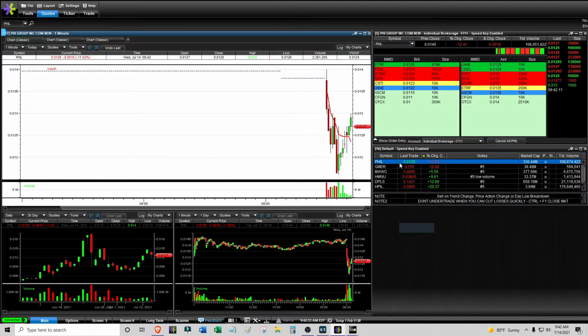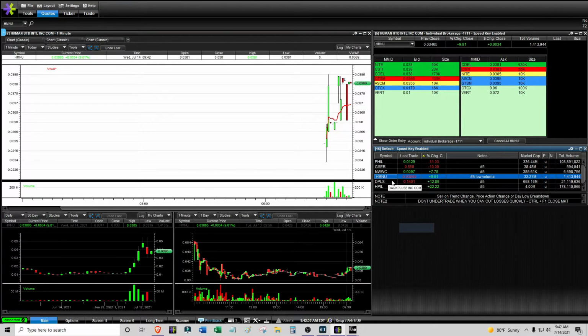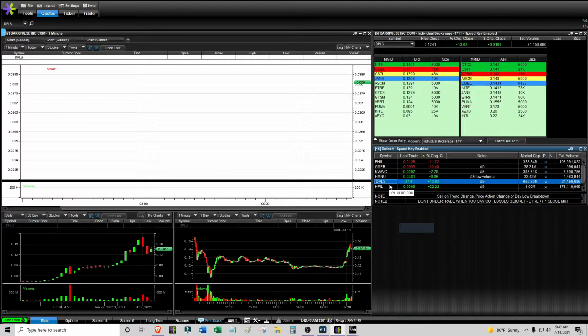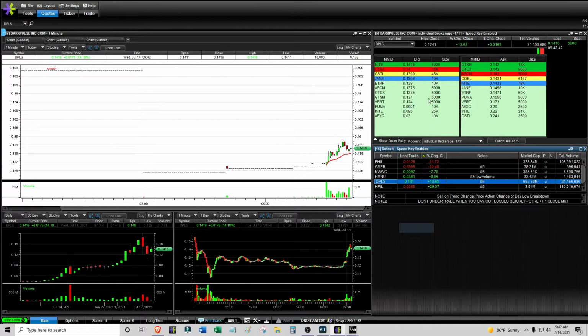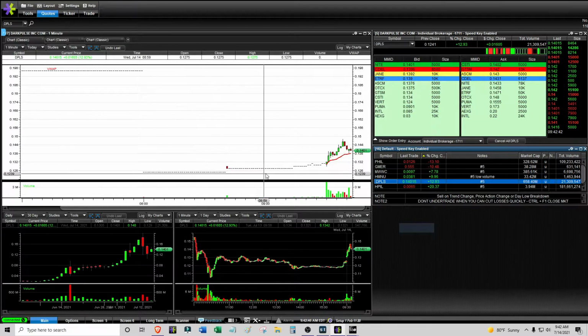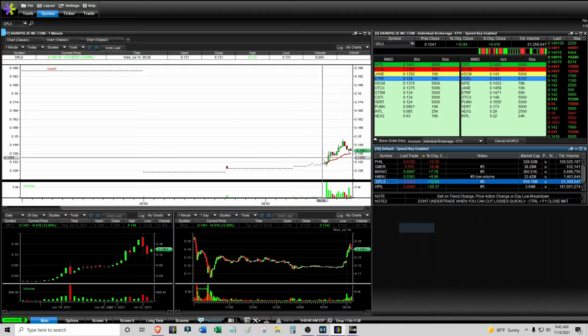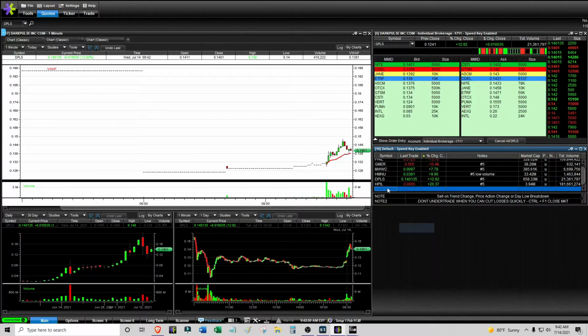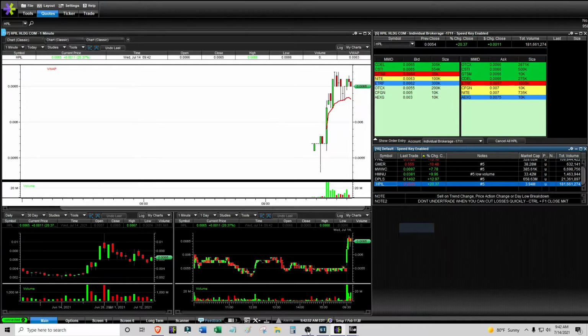Right about there. HM menu. No, it just trades all weird. I don't like that. DPLS is uptrending. See, this one has a whole bunch of ticks, right? So when it opened today, it didn't look so strange. I think that's where I'm at right now. I don't see anything clear.